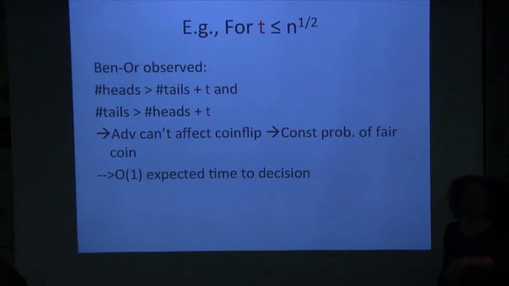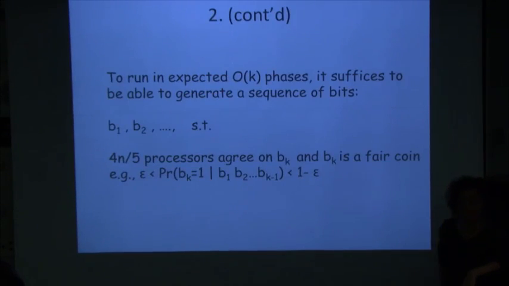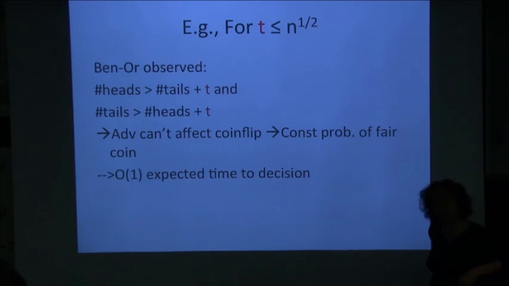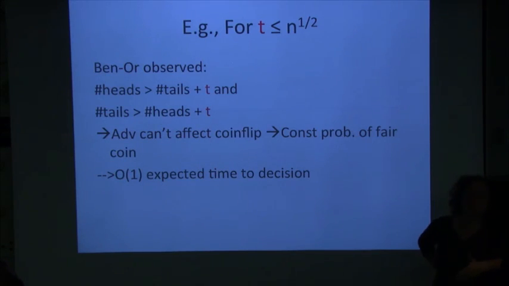Okay, so for example, in the first paper, Ben-Or observed that if t is really small, like square root n, then this works in constant expected time because the adversary can only affect square root n bits. And with reasonable constant probability, it has a variance of square root n. So with constant probability, the number of ones will exceed the number of zeros by square root n. And so whatever the adversary does, it won't affect the outcome. So you'll have some kind of coin flip now and then.